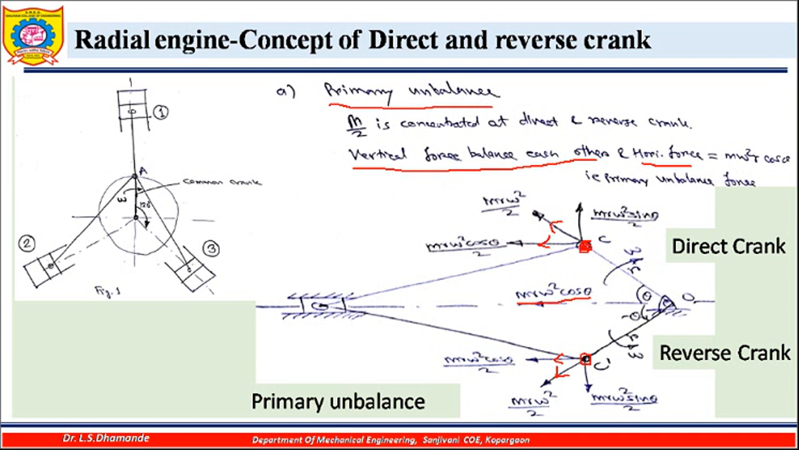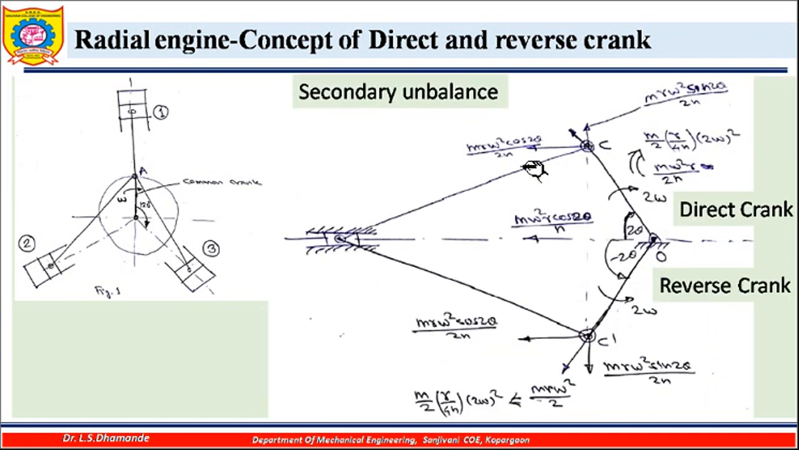Now the same we have to show for the secondary unbalanced force. The secondary force will be shown on a secondary crank. The secondary crank is rotating with 2 omega, at an angle of 2 theta. It is the secondary direct crank and its radius is r by 4n. So what is the force if I keep this m by 2 over here? The force generated here is m by 2 times r by 4n times (2 omega) square, which is equal to m omega square r by 2n in magnitude.